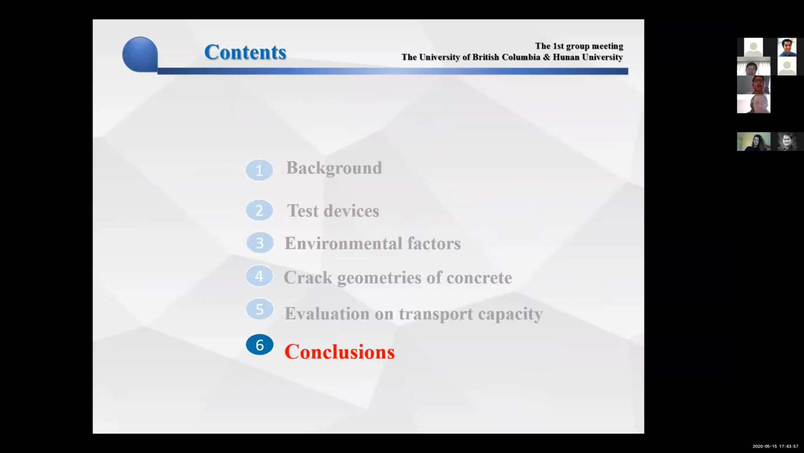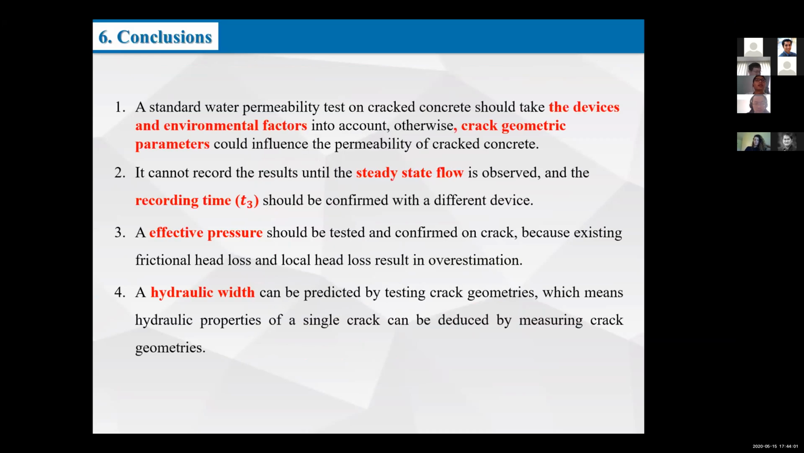Finally, the conclusions. The first point is a standard water permeability test on cracked concrete should take the devices and environmental factors into account. Otherwise, crack geometric parameters could influence the permeability of cracked concrete.